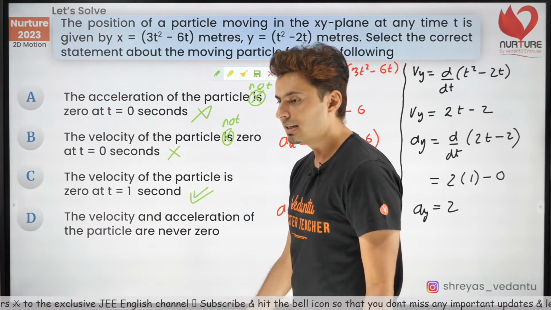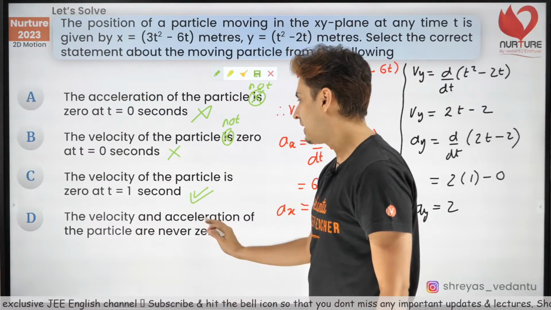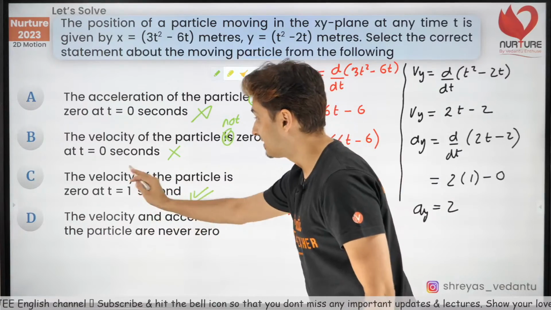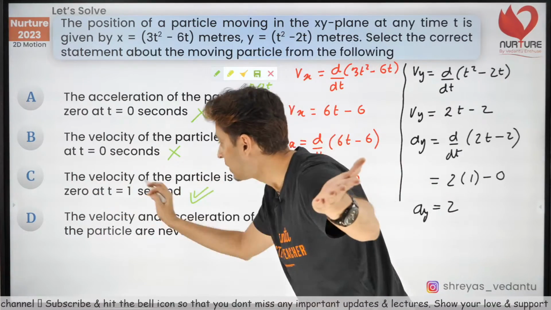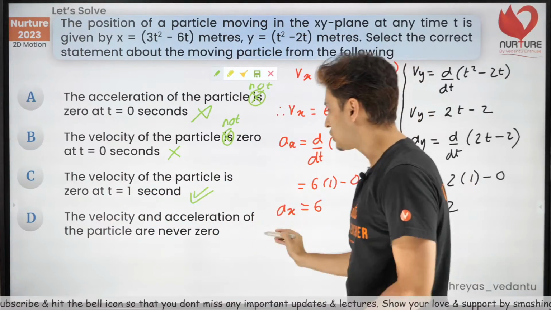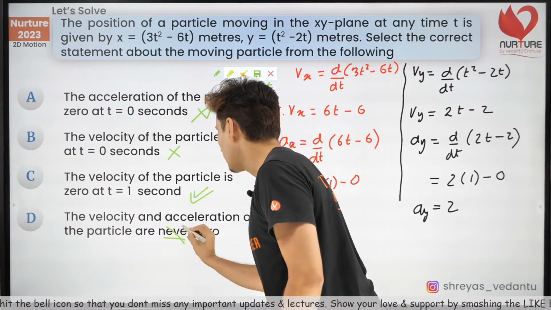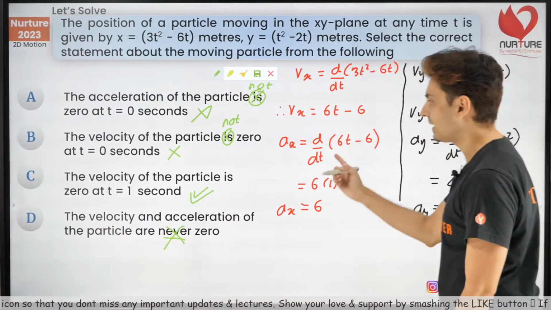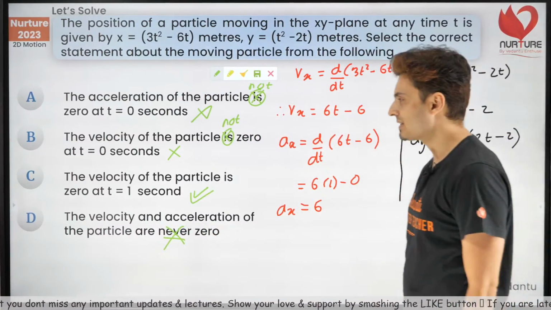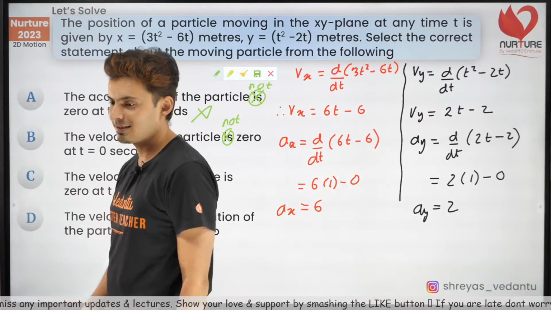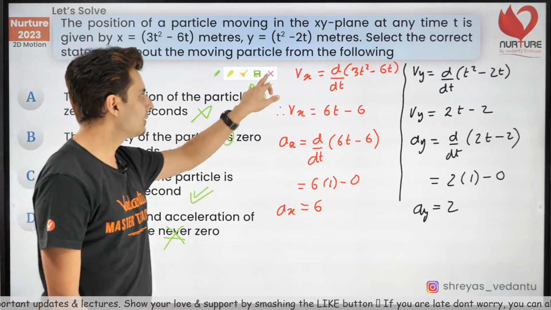Yeah, it is C. D is wrong, Swati, come on. Velocity and acceleration are never 0. C option just says the velocity is 0 at 1 second. You just proved it. So, it says it is never 0. Wrong. It is 0 at some time. In fact, at 1 second. So, hence, that is the correct answer. Isn't it beautiful the way we solved it?